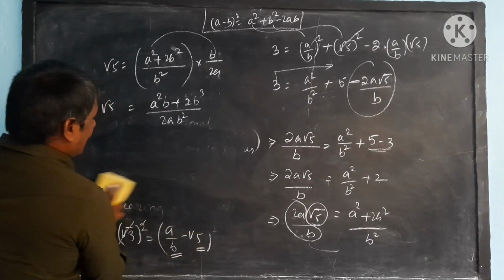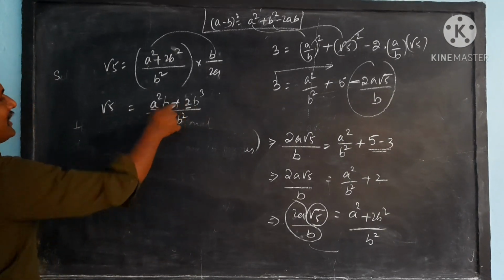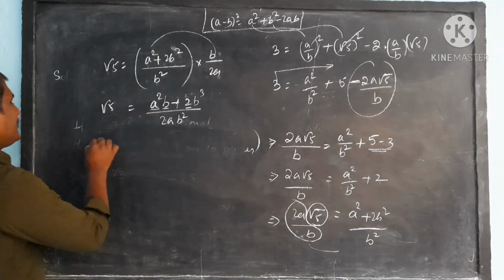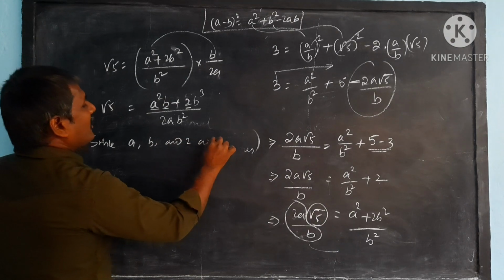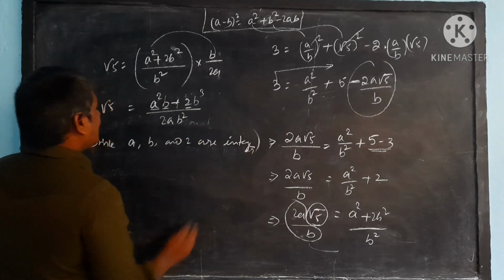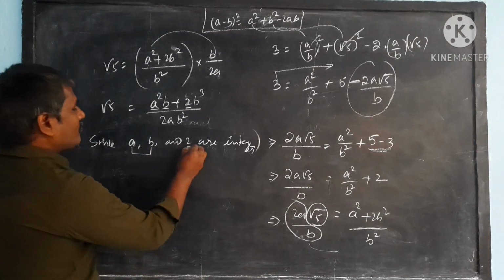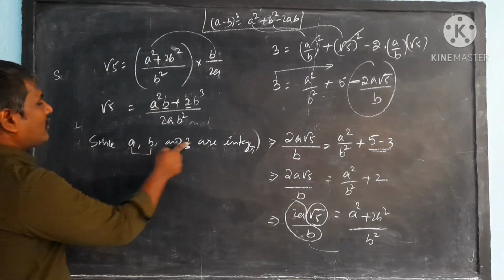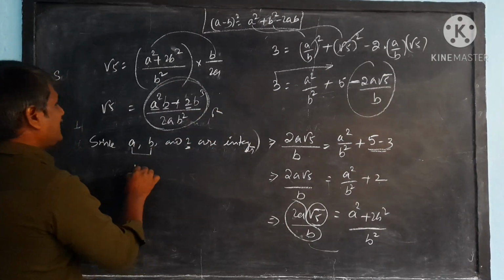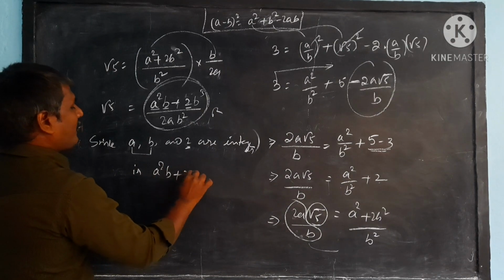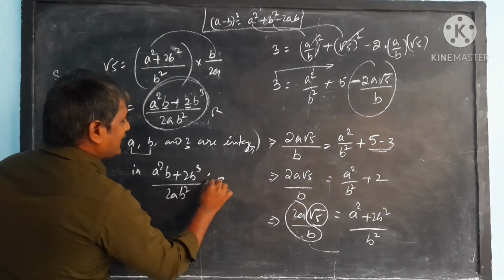Since the terms of the right side part, you have to observe here a, b and 2. These three different terms are in the right side part. Since a, b and 2 are integers, because we already have taken that a and b are co-primes, I mean integers, and 2 is an integer as you know. Since the terms are integers, the entire right side will be a rational number. That is (a²b + 2b³)/(2ab²) will be rational. That means it is rational.